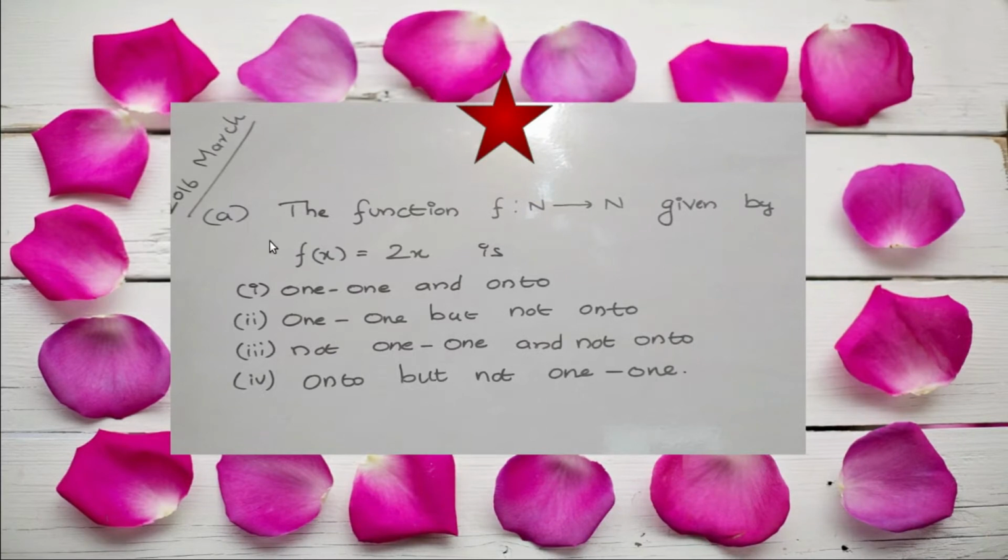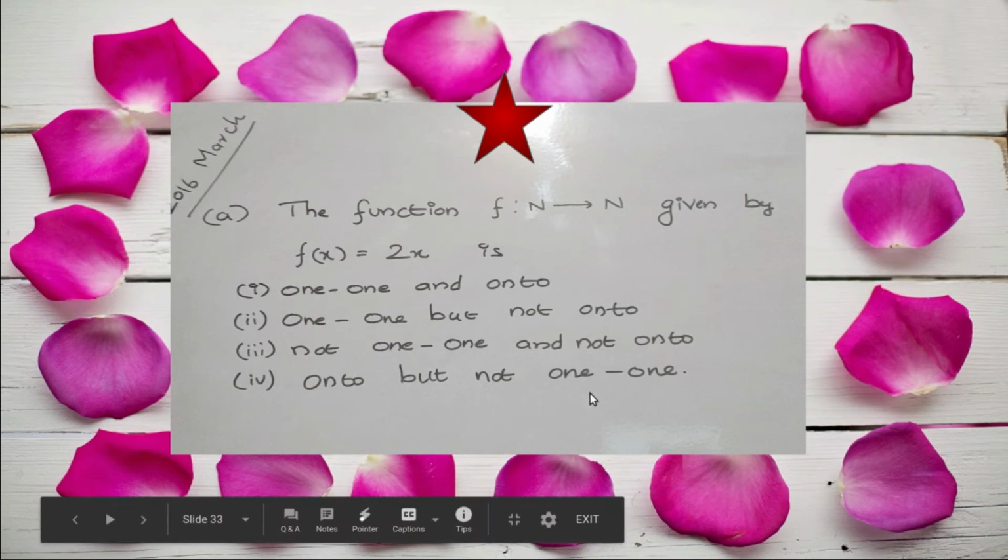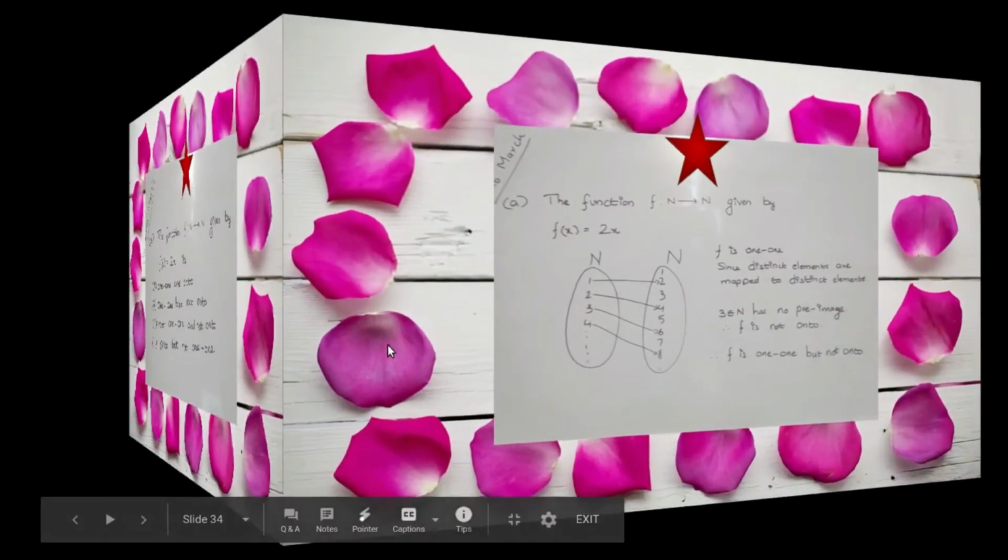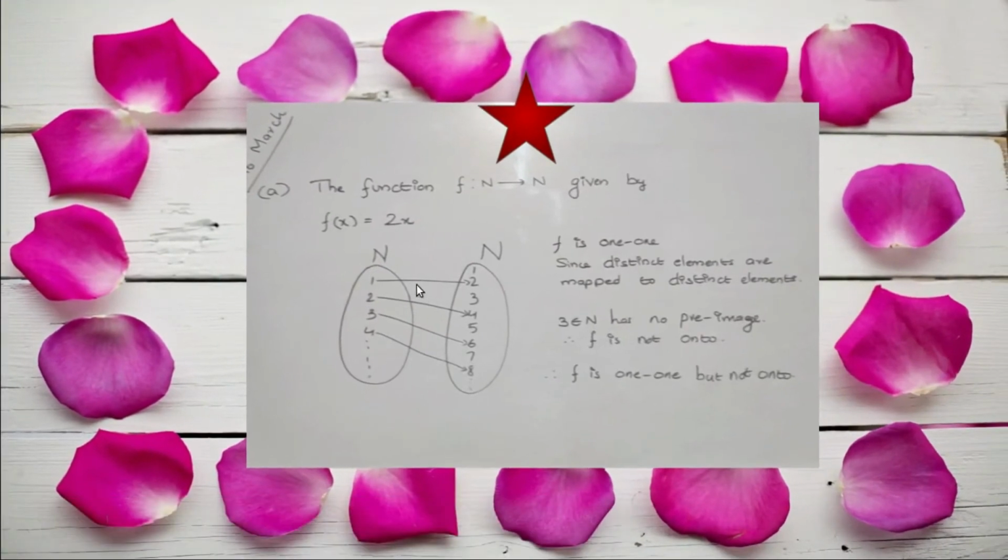2016 March, A. The function f from N to N given by f of x equal to 2x is: option 1, one-one and onto; option 2, one-one but not onto; option 3, not one-one and not onto; option 4, onto but not one-one. These are the 4 options. The function here is f of x equal to 2x.